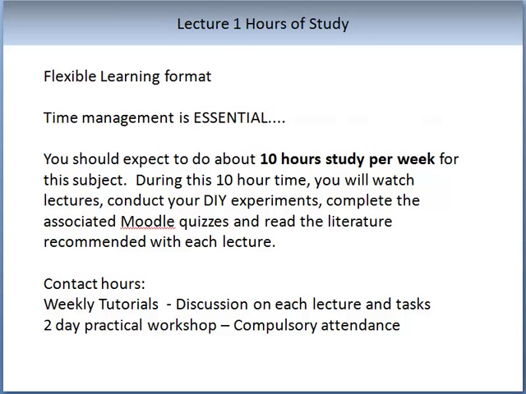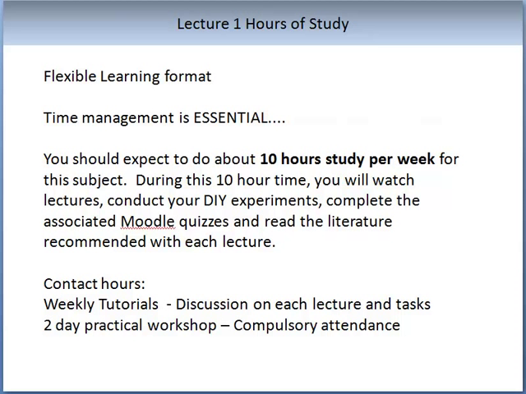This subject is delivered in a flexible learning format, and as such, time management is essential. It is your responsibility to manage your time accordingly. You should expect to do on average 10 hours study per week for this subject. During these 10 hours, you will watch lectures, conduct your DIY experiments, complete your associated Moodle quizzes, and read the literature recommended with each lecture.